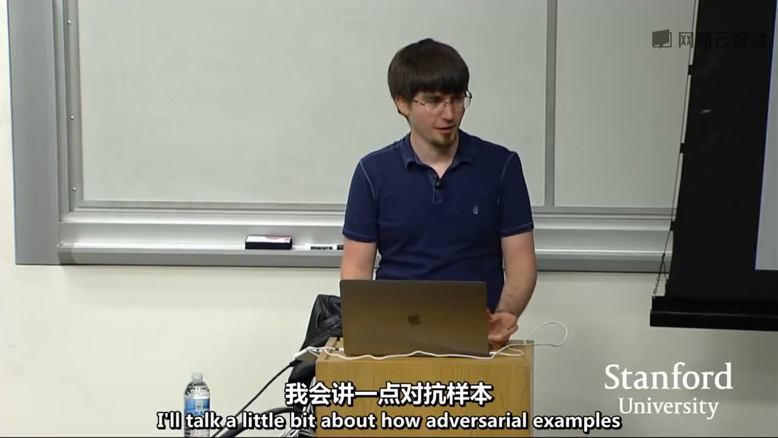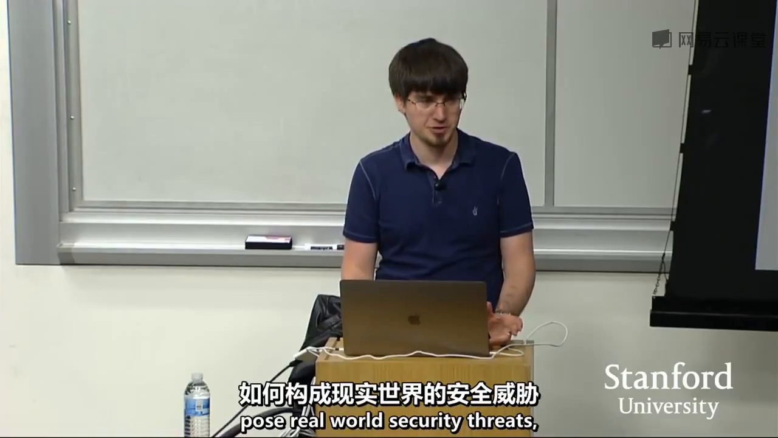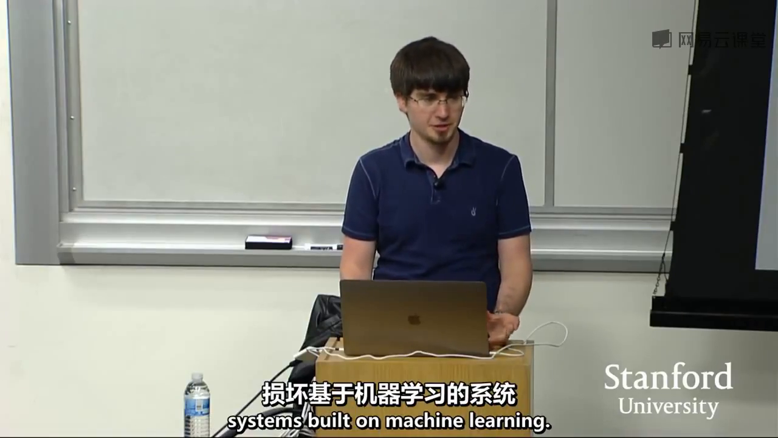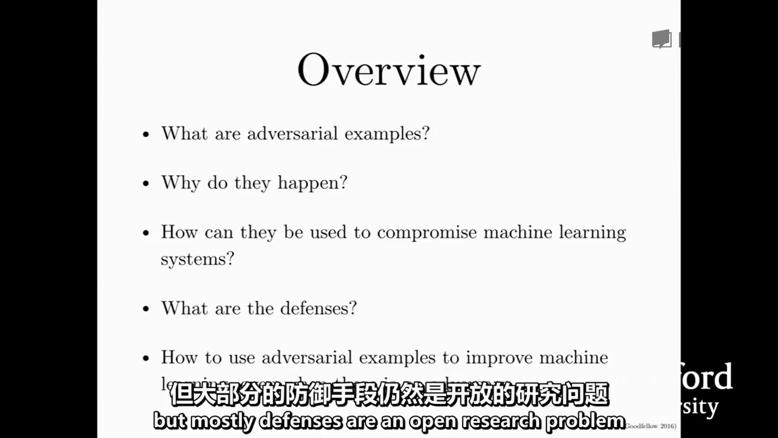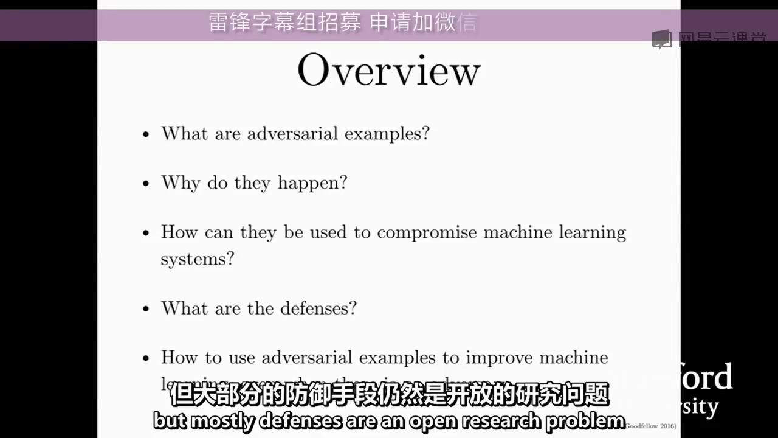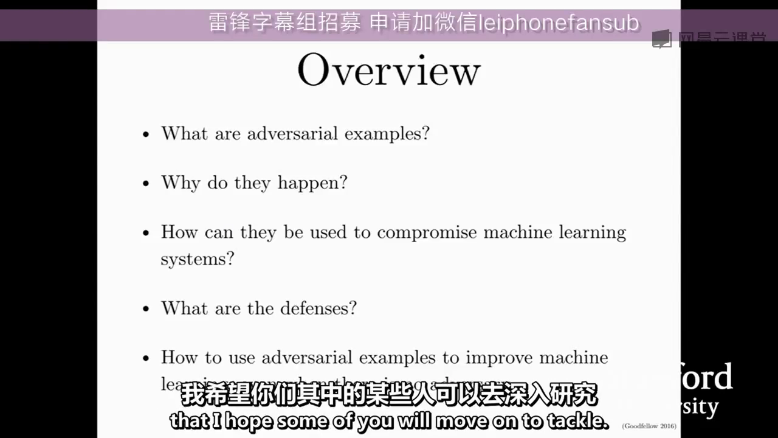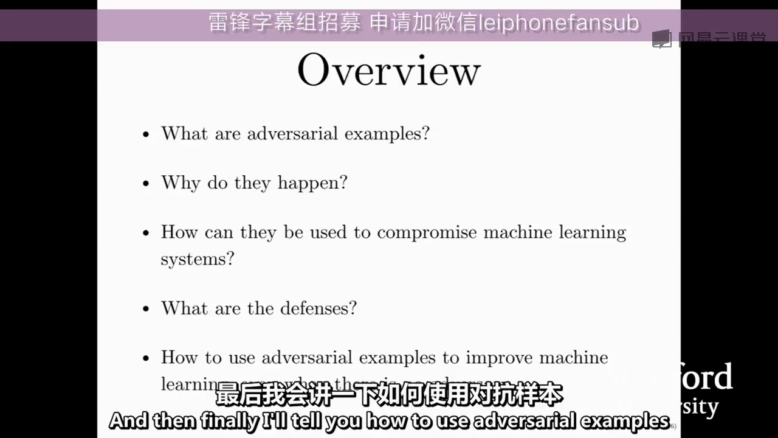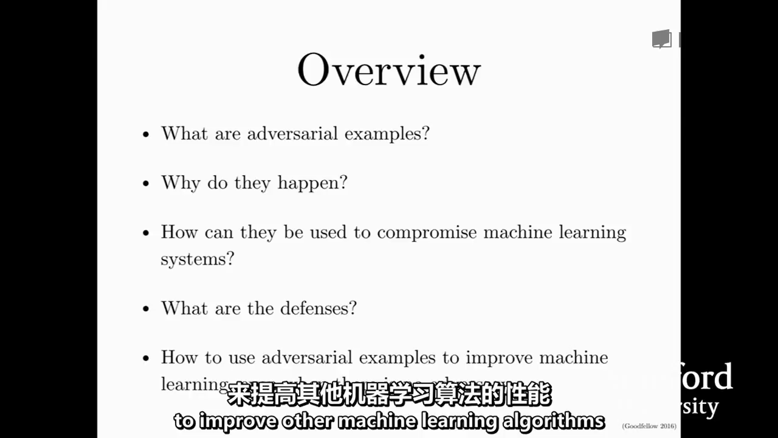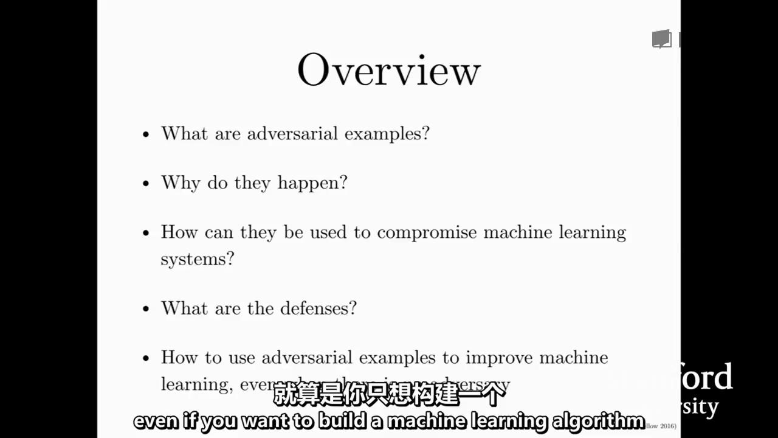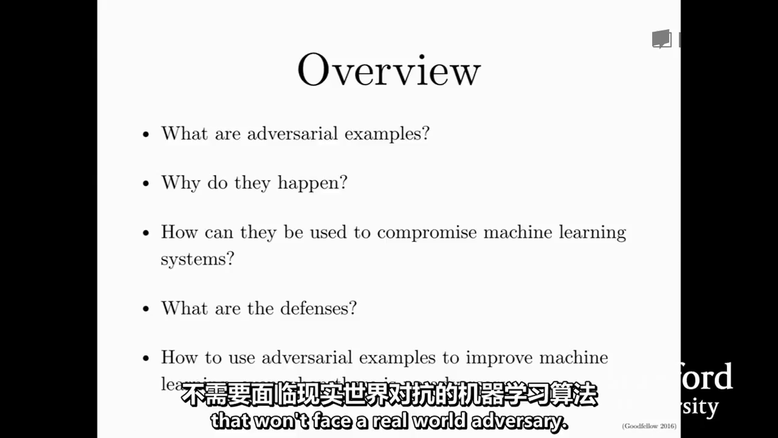I'll talk a little bit about how adversarial examples pose real-world security threats, that they can actually be used to compromise systems built on machine learning. I'll tell you what the defenses are so far, but mostly defenses are an open research problem that I hope some of you will move on to tackle. And then finally, I'll tell you how to use adversarial examples to improve other machine learning algorithms, even if you want to build a machine learning algorithm that won't face a real-world adversary.